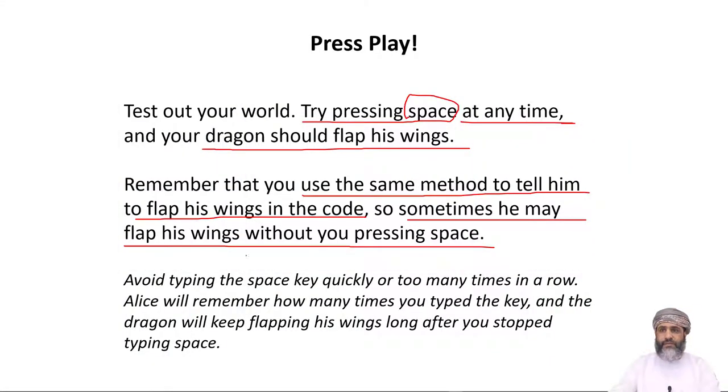Avoid some users trying to type the space key quickly. أكثر من مرة space space space ممكن ما اشتغل معه. Too many times in a row Alice will remember how many times you typed the key. البرنامج يعرف كم مرة أنت ضغطت الكي راح ينفذ اسمه نفس الأوامر على حسب مرات ضغطك للزر من لوحة المفاتيح. And the falcon will keep flapping his wings long after you stop typing space.